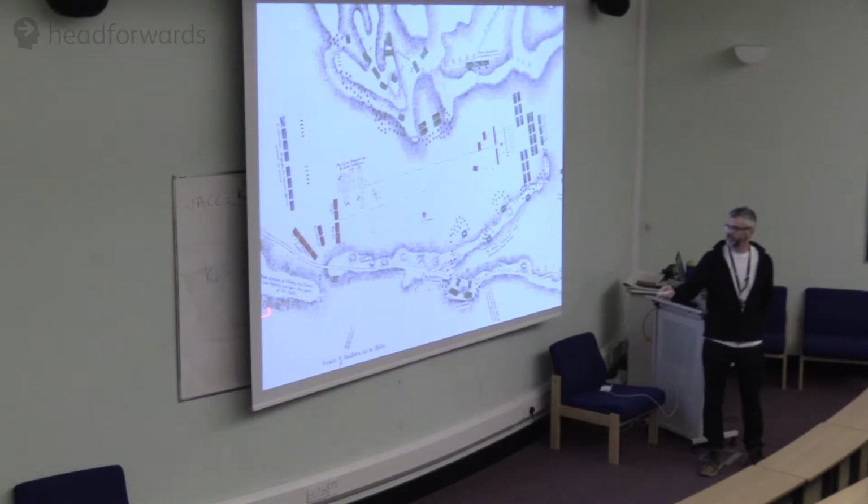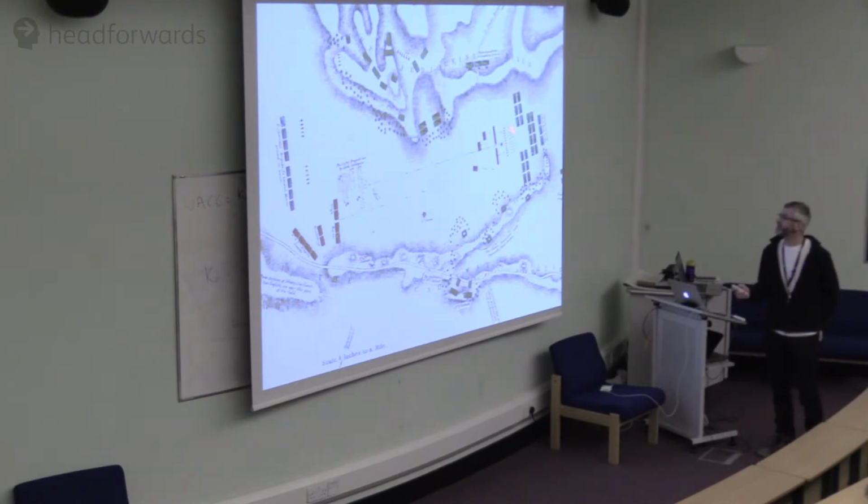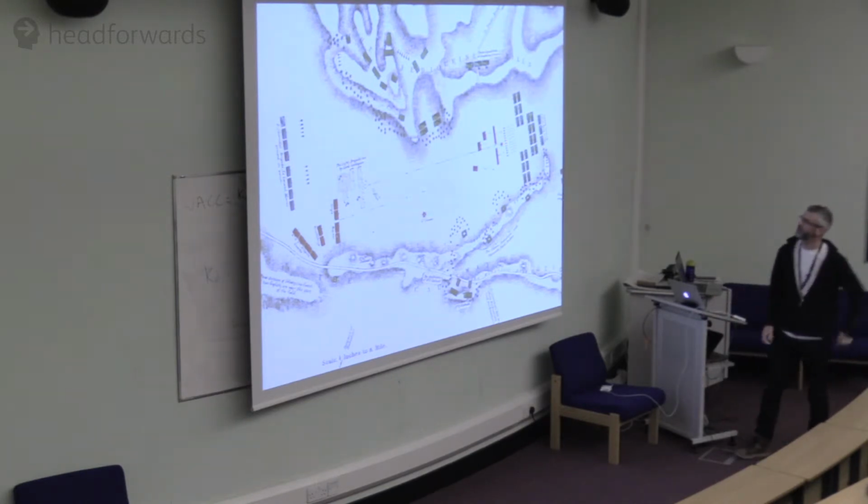Now, Lord Raglan was about here, and the guns that the Russians were trying to capture were here. But the cavalry were here. And they couldn't see over this hill to the guns they were meant to capture. The only guns they could see were here, at the far end of the valley. And there were a lot of them.